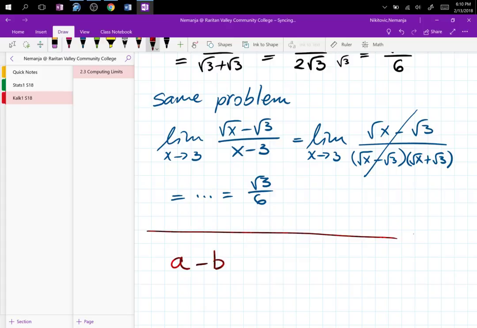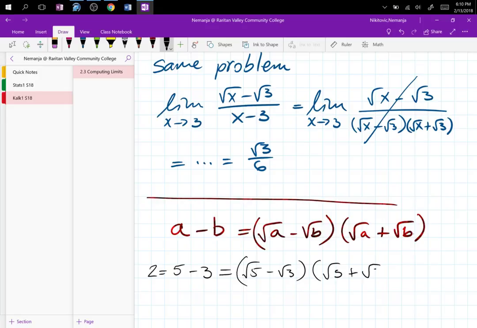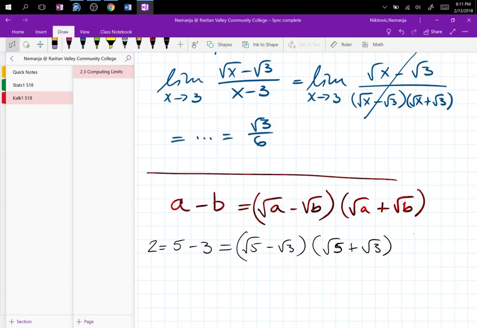A minus B can be factored as root A minus root B times root A plus root B. This is algebra. So you're not used to this, but you can do all kinds of cool things with it. Take 5 minus 3. Next time someone asks what you know, you tell them you can write the number 2 as square root of 5 minus square root of 3 times square root of 5 plus square root of 3. There you go. And many other things. So anything can be factored. You have x minus 10, not a problem. Root x minus root 10 times root x plus root 10.